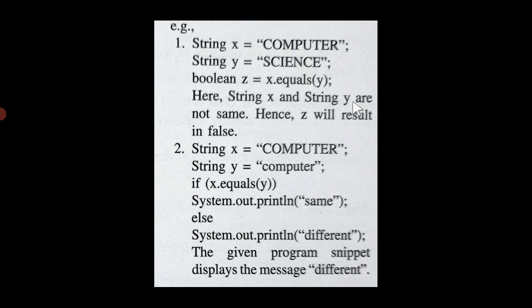If x equals y, then the equals function is there. Always remember that. Else different. After that, the given programming snippet displays the message different, because x and y are two different strings. So if x dot equals y is true, this will be printed, else different will be printed. So different is printed now.